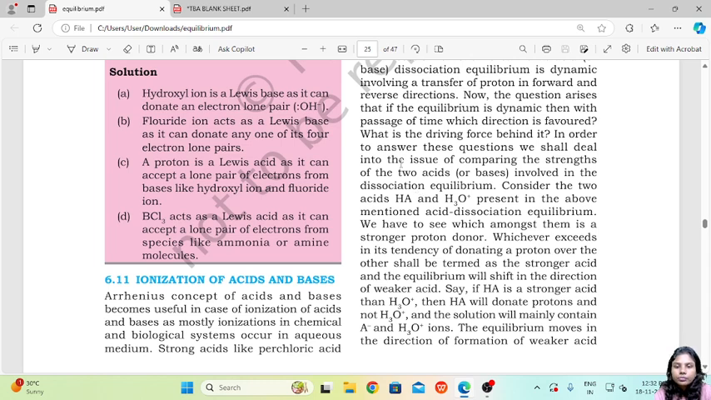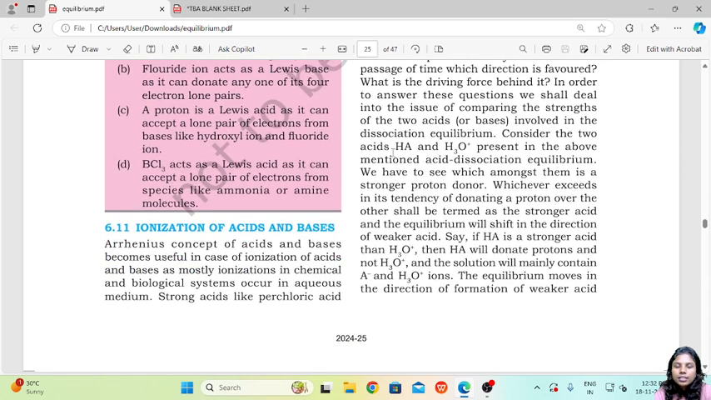In order to answer all of these questions, we shall deal with the issue of comparing the strengths of two acids involving their dissociation equilibrium. Now consider the two acids, say HA and H3O plus, present in the above mentioned acid dissociation equilibrium. We have to see which amongst them is a stronger proton donor. Whichever exceeds in its tendency of donating a proton over the other shall be termed the stronger acid, and the equilibrium will shift in the direction of the weaker acid.